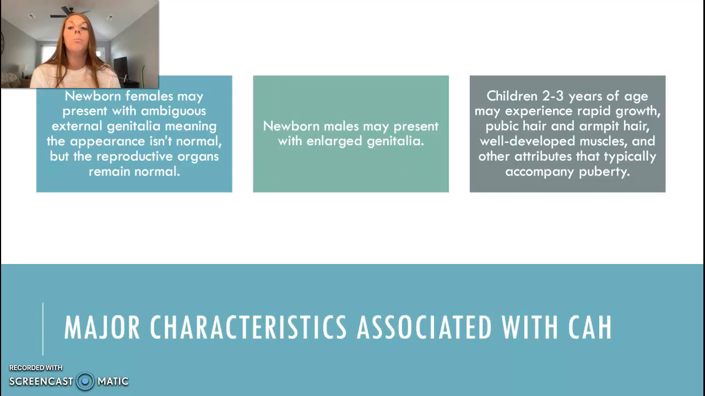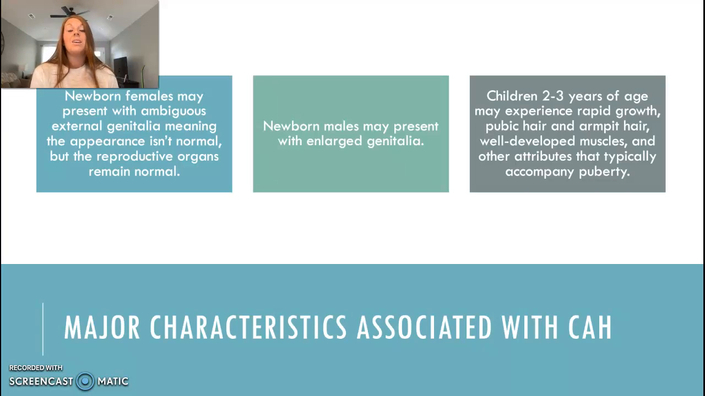Moving on to newborn males, we can also see enlarged genitalia, so enlarged testicles, enlarged penises in our newborn males, which can be indicative of having congenital adrenal hyperplasia. For our kids that have less severe cases of congenital adrenal hyperplasia, we may not catch it early, but in children 2 to 3 years old, we can start to see symptoms of having congenital adrenal hyperplasia. And what those symptoms can consist of is basically going into early onset puberty.